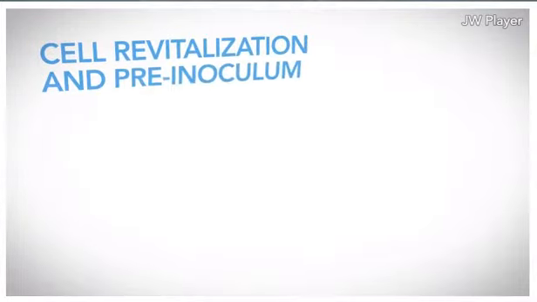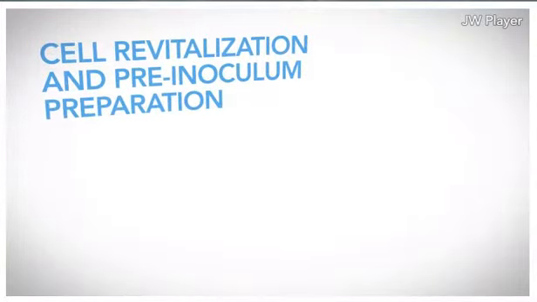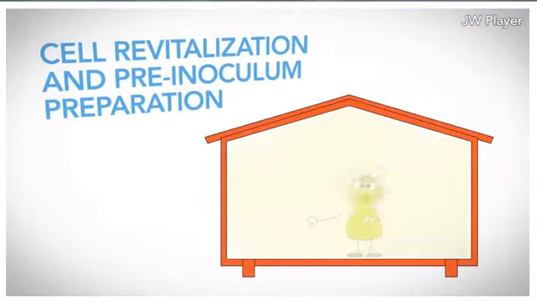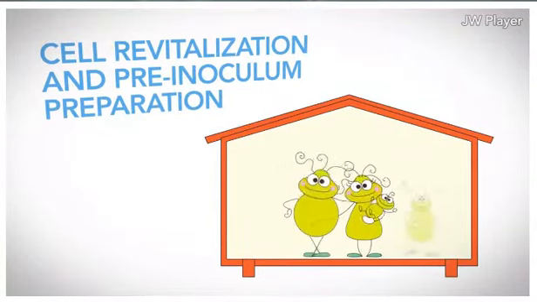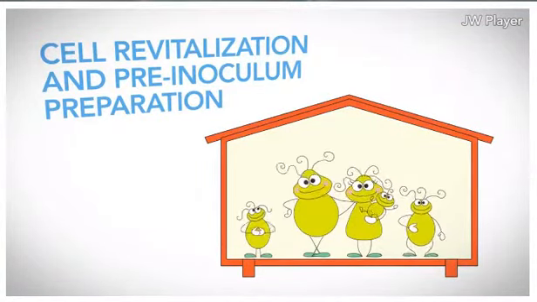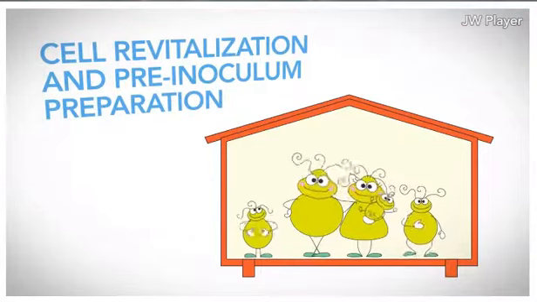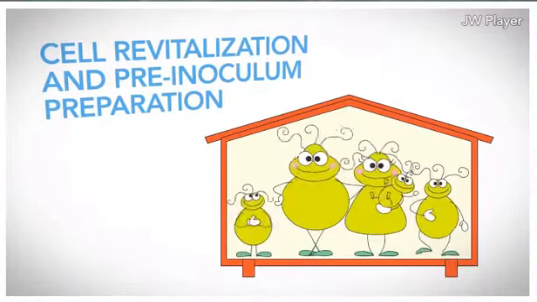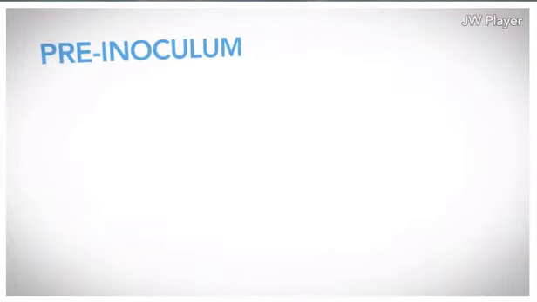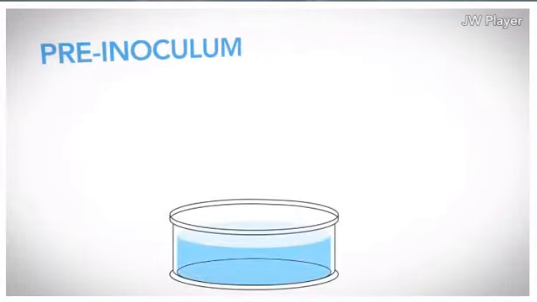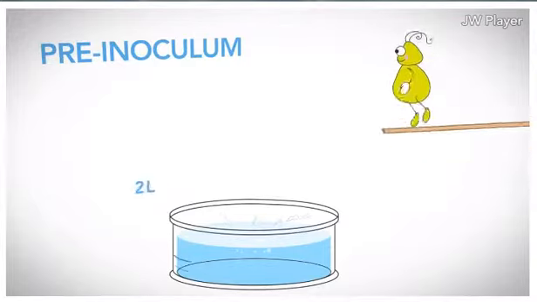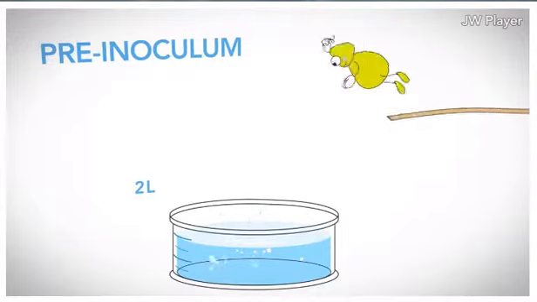Cell revitalization and pre-inoculum preparation. The cells taken from one of these vials are revitalized and then cultured using a rich growth medium to obtain the pre-inoculum. The pre-inoculum is then placed in a 2-liter vessel for transfer to the fermentation area.